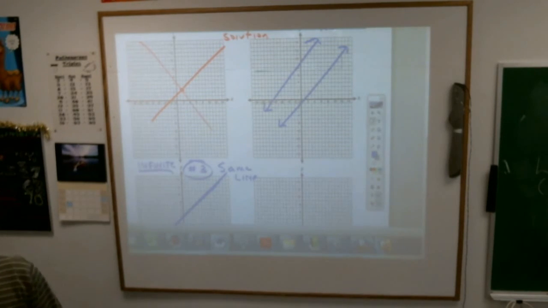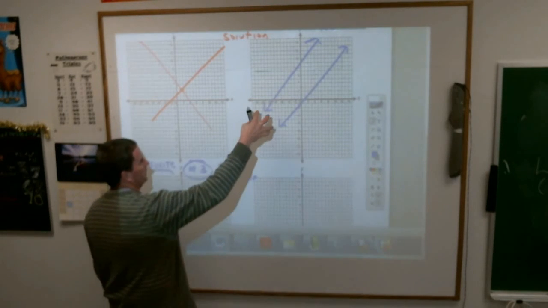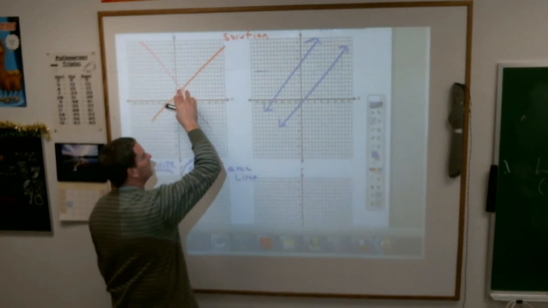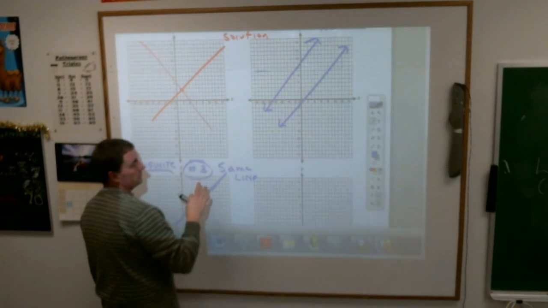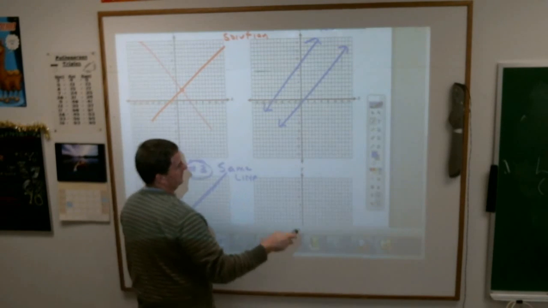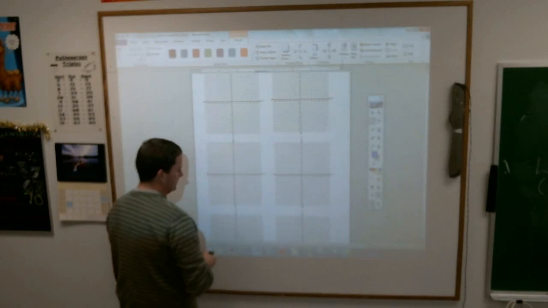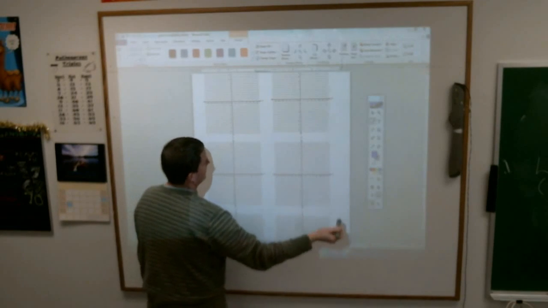So when you graph these, keep that in mind. If by some chance you get parallel lines, no solution. If they cross, there's 1 solution. If it's the same line, infinite solutions. 3 possibilities for that.